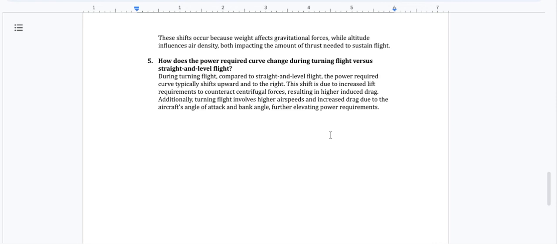So during turning flight, power required typically shifts upwards to the right because you require more power due to the increased lift requirements, to counteract centrifugal forces. Also, that induced drag as one wing rises creates that drag as well. Turning involves higher airspeeds and drag. The aircraft's angle of attack and banking also are going to affect that as well.